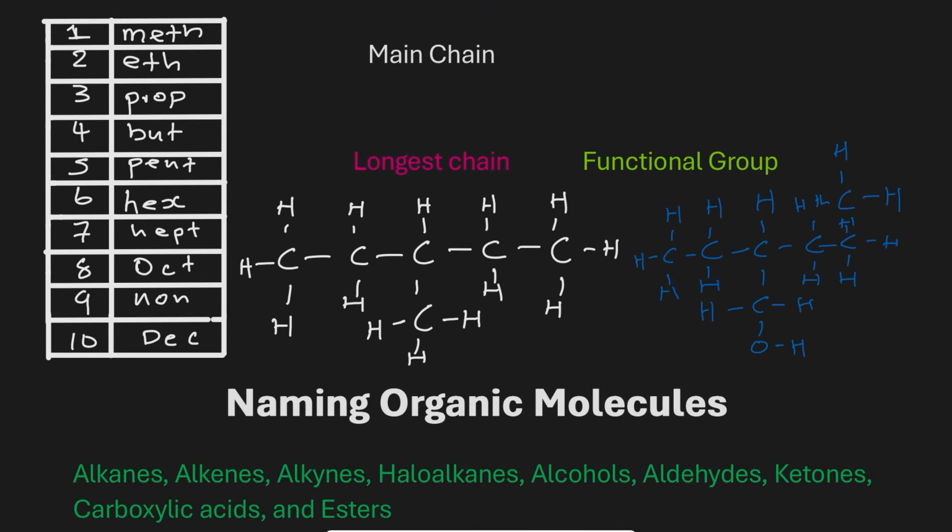Naming organic molecules. For you to be able to name an organic molecule, you need to know how to identify the main chain. The main chain is usually the longest chain in your organic molecule. And in that longest chain, you must always have the functional group.